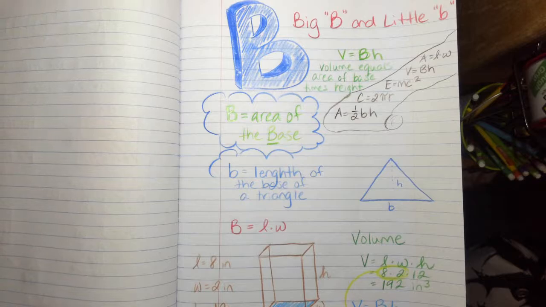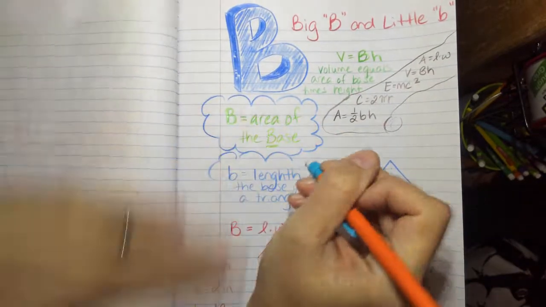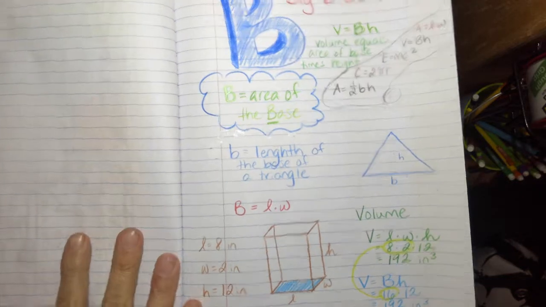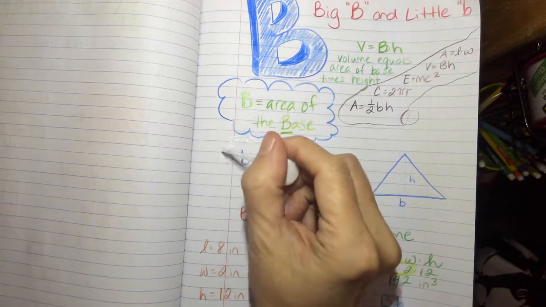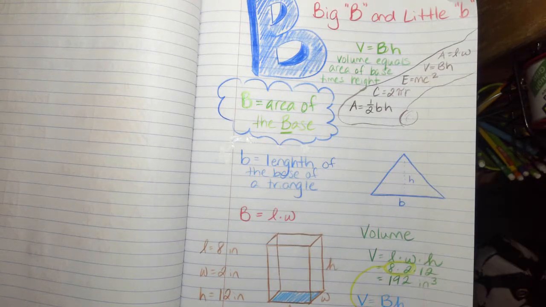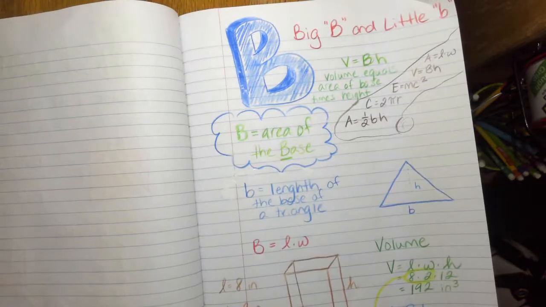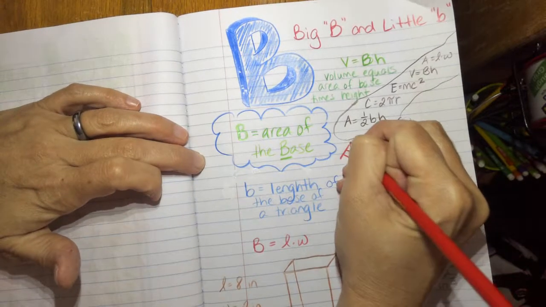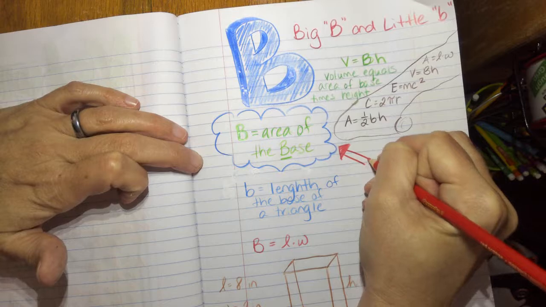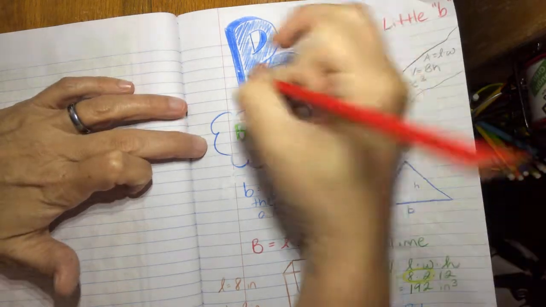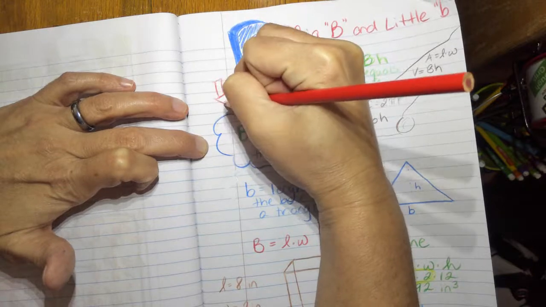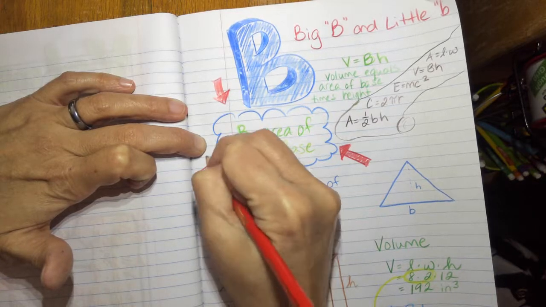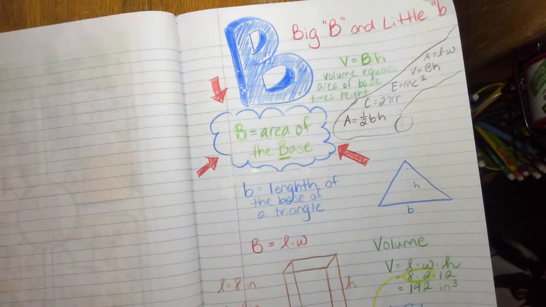I kind of wish that I could erase this, but I really can't, so we're just going to pretend. There, I got some white out and kind of fixed it. Sorry about that. All right, all better. What I wanted your attention on was the idea that big B is the area of the base. So really, whatever it takes to get your attention here, if I thought it would help, I'd let you write it with a glitter pen. Big B is the area of the base. That's what you need to remember.